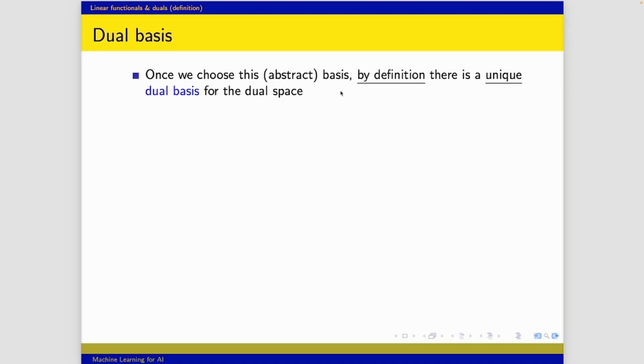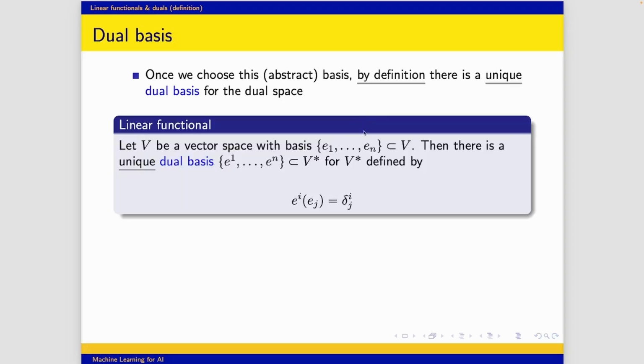And that dual basis is defined by whichever basis we choose for V. So once we fix a basis for V, there is a natural basis for the dual space, which we call the dual basis. And that's what we call the canonical choice or natural choice for the basis. Now, how is it defined? Well, let V be a vector space with this basis. Then the dual basis, which is our unique canonical dual basis, we write like this.